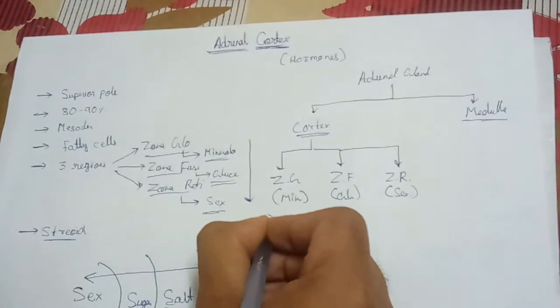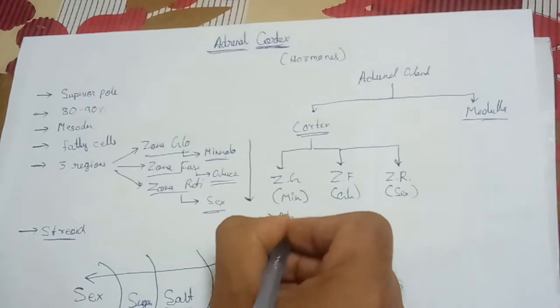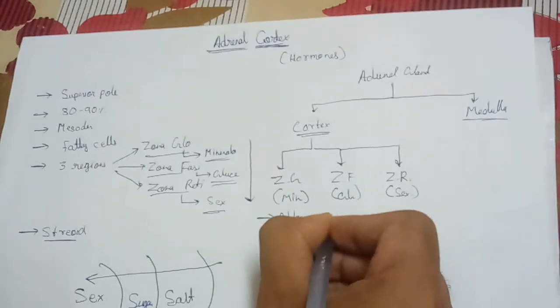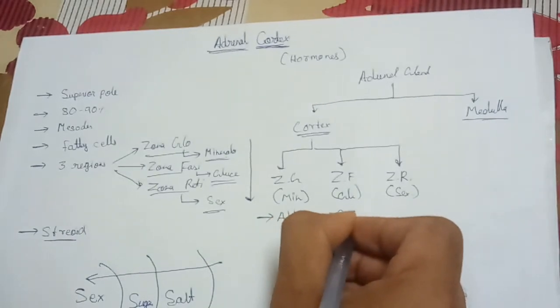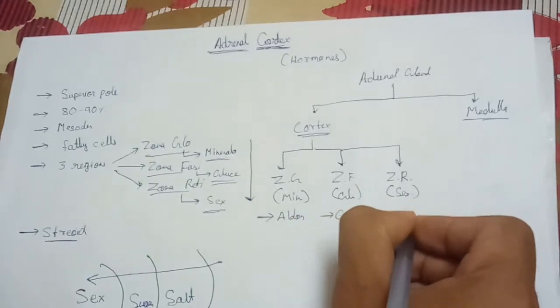The main hormone that comes under zona glomerulosa is aldosterone, under zona fasciculata is cortisol, and under zona reticularis are androgens and estrogens.